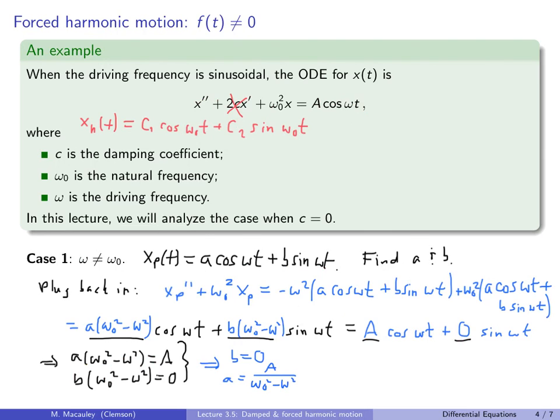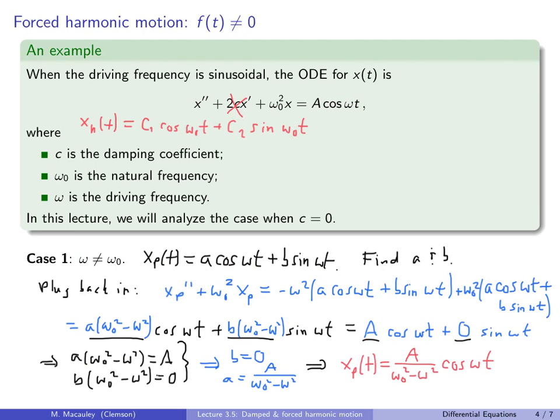Okay, so now we have a particular solution. Remember, our particular solution was this, and now we know what a and b are. So let's write it like this. Xp of t is big A over omega naught squared minus omega squared times cosine of omega t.